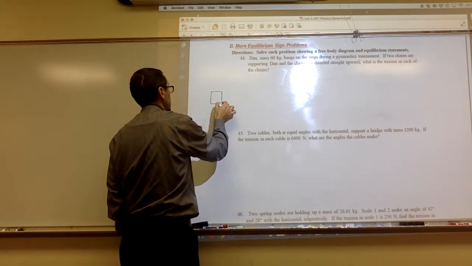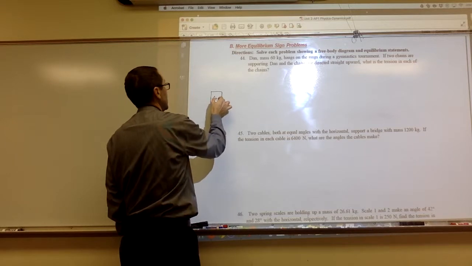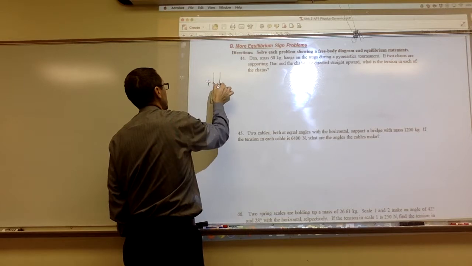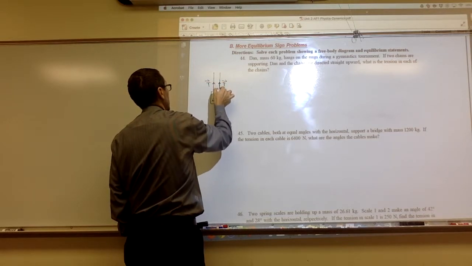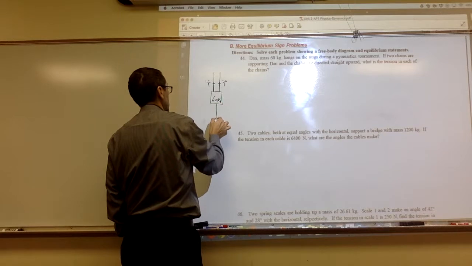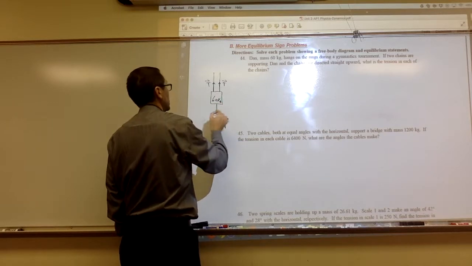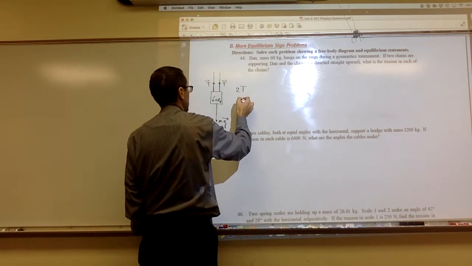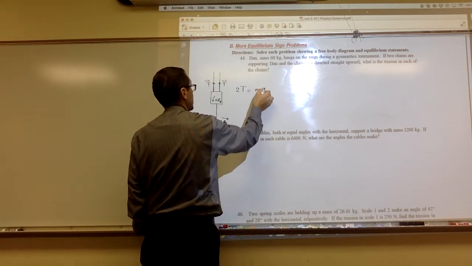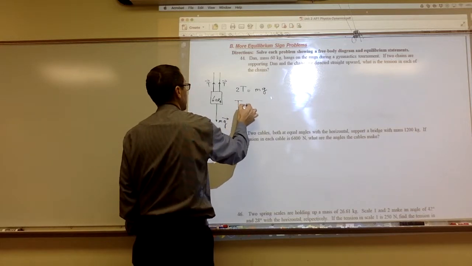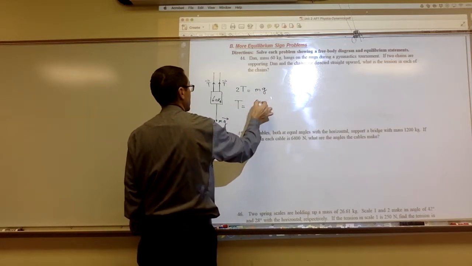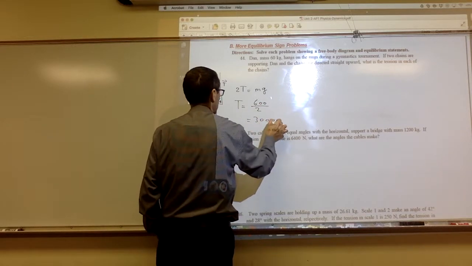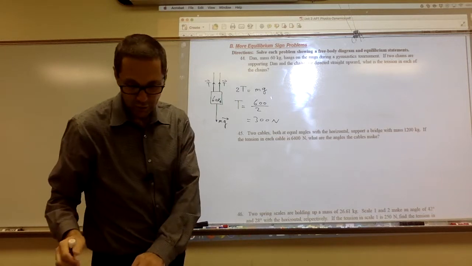So that should be easy. Here's the mass, which is 60 kilograms. It's 2 ropes, tension and tension equal, and is your mg. So here there's nothing happening side to side, so I have 2 tensions equals mg. So which means T equals mg over 2, which is 600 divided by 2, which gives us 300 newtons for each rope.